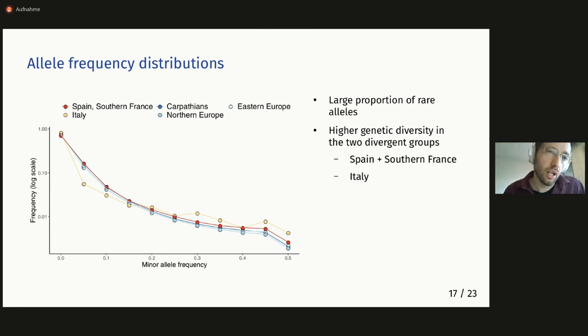And the second thing is that there is in the Italian population an excess, compared to the other populations, of common alleles, which you can see here on the right side of this plot. And then it's followed by the Spanish population, but that is actually very close to the other populations.